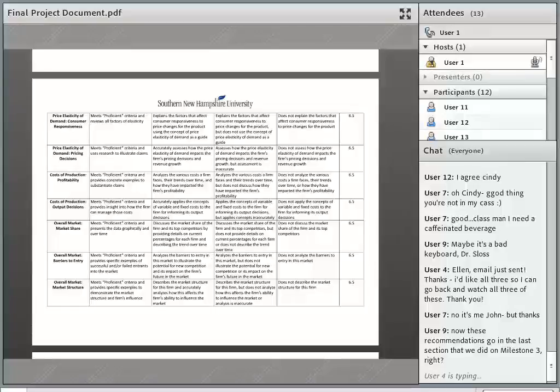So John asks, now these recommendations go in the last section that we did in milestone 3, right? Yes. So you've already done your recommendations. It was 3 separate critical elements, all under the heading of recommendations. So those were in milestone 3. That's going to be the end of your paper.